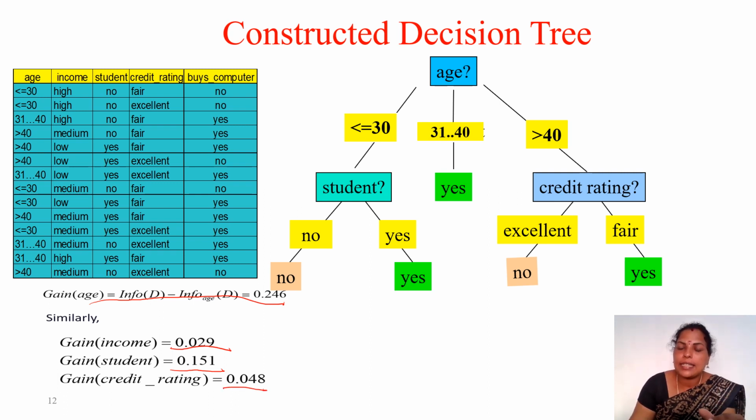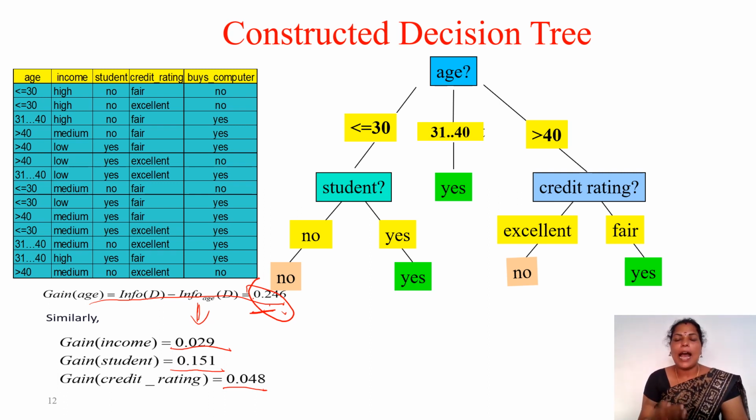Among these gains, which attribute has the highest gain? The age attribute has the highest gain, that is 0.246. So the age attribute becomes the split attribute for this decision tree. Are you getting it? Whichever attribute has the highest information gain value becomes the root, that is, the split attribute. So what is this information gain? It is an attribute selection measure.